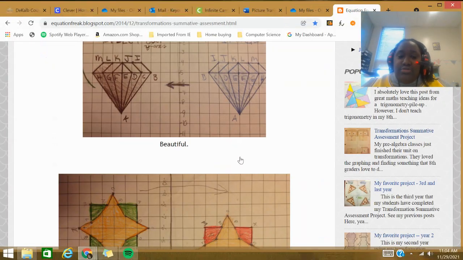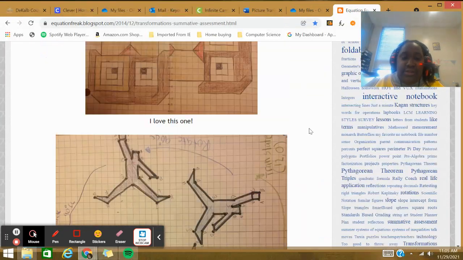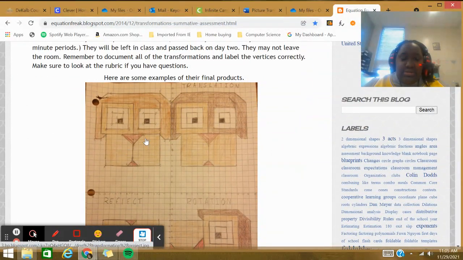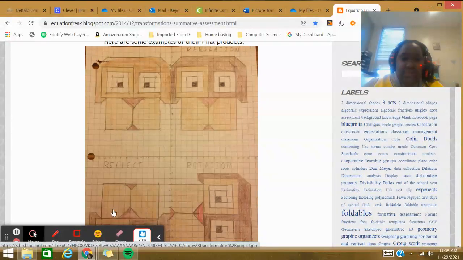I did, for those who might be at home working on this instead of in class, I wanted to show you guys some examples. So here are some examples. A student did a dog. They did a translation, a rotation, a reflection, and even with this, they made a mistake because they didn't write the arrows, and then they probably got their points wrote somewhere else.